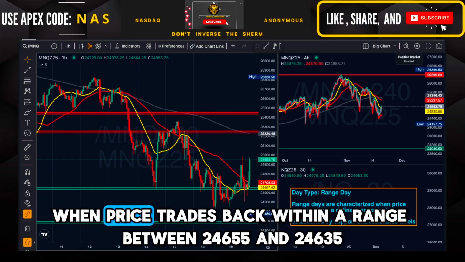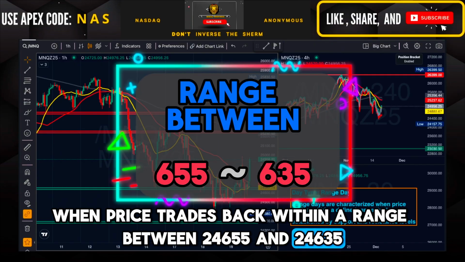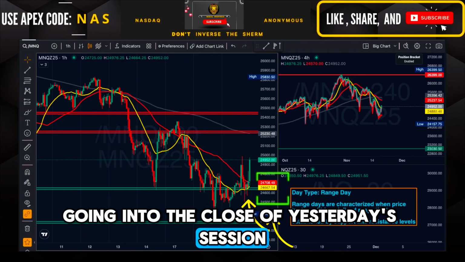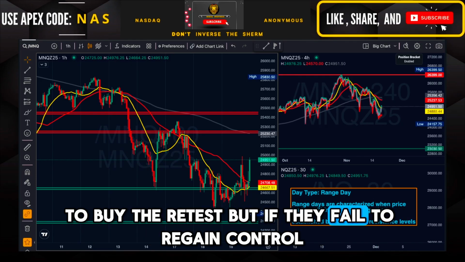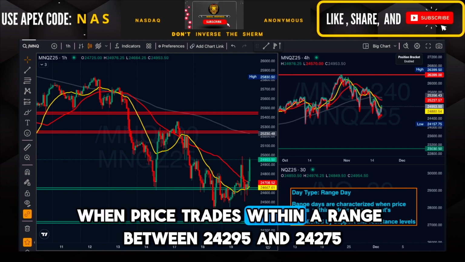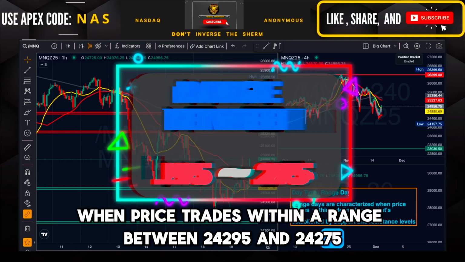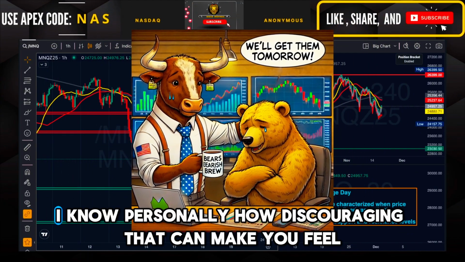However, for my bearish thesis, if the bears can regain their control overnight, then I'll be watching the reaction when price trades back within a range between 655 and 635. Because this is the range where the bulls broke structure to the upside going into the close of yesterday's session. And I do expect passive buy orders to be resting around this area to buy the retest. But if they fail to regain control, then I'll be watching the reaction when price trades within a range between 295 and 275.